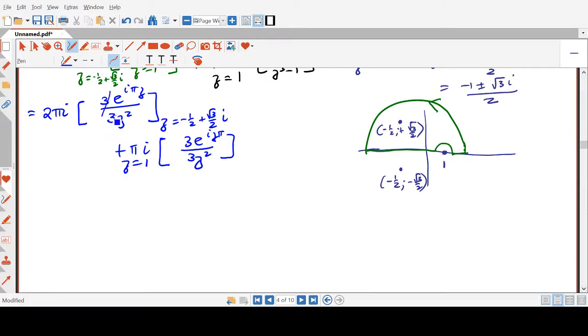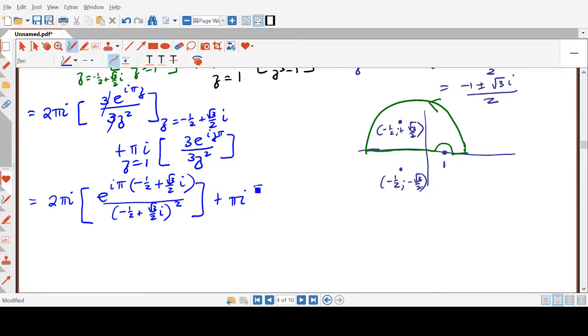Well, the 3's cancel off there. So we get 2 pi i, e to the i pi z, where z is minus half plus root 3 over 2 i, over z squared, which is minus half plus root 3 over 2 i squared. That's pi i. This one is quite harmless. e to the i pi over z squared is 1.